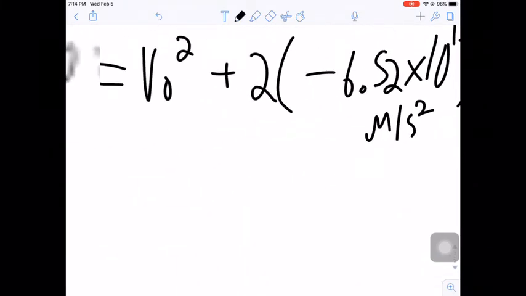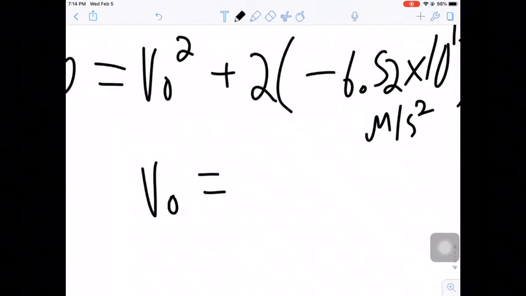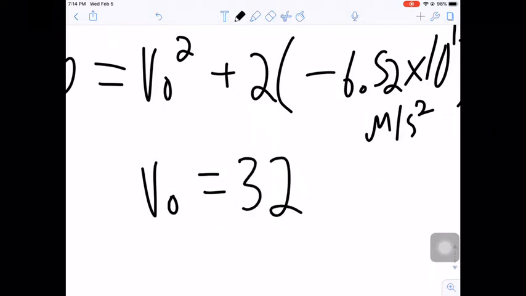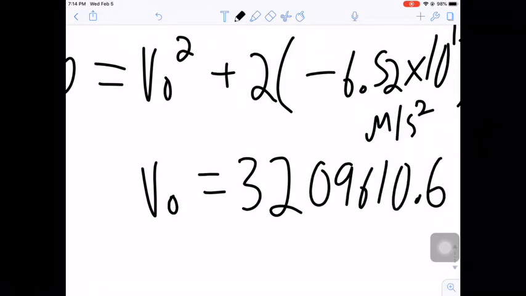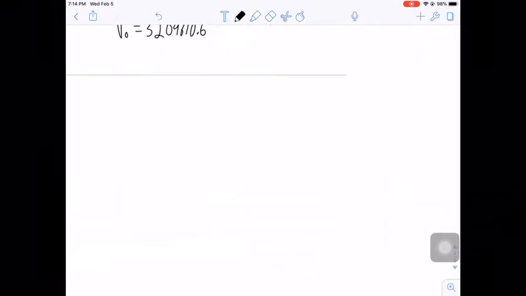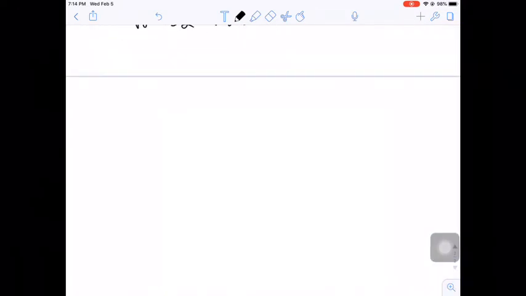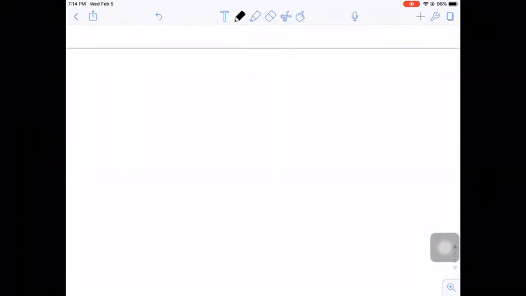Okay, and then the initial velocity comes out to be 3209610.6. Big number, but because the acceleration is also a pretty big number. Well, it's a negative, so it's slowing down really fast.